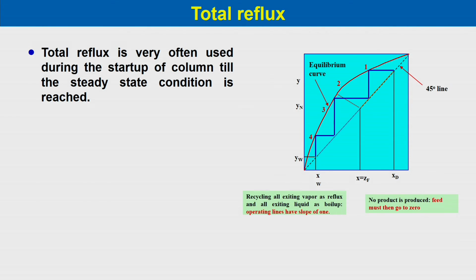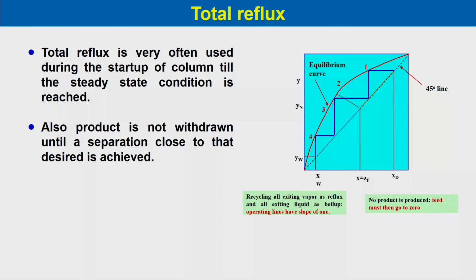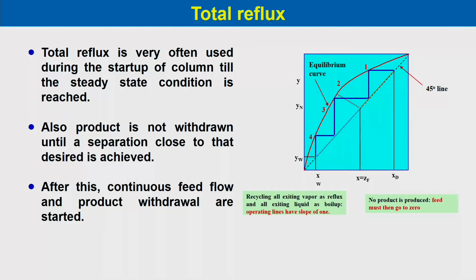Total reflux is very often used during the startup of a column till the steady state condition is reached. Also, product is not withdrawn until a separation close to that desired is achieved. After this, continuous feed flow and product withdrawal are started.